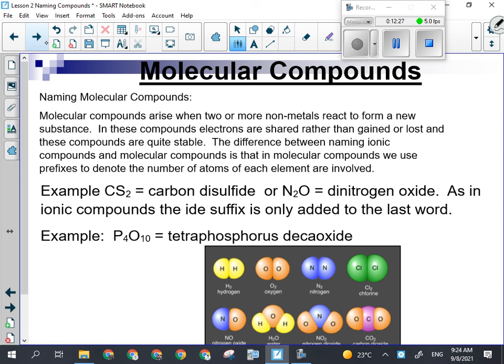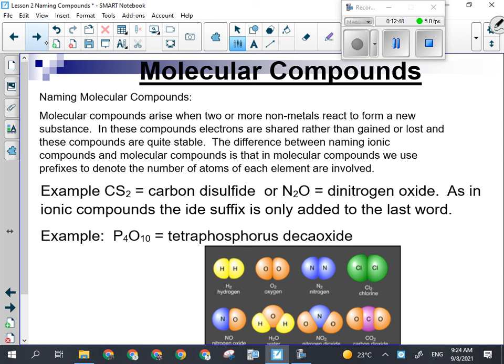So when we're naming them, we have to use prefixes. There's more than one way for things to go together, so we have to indicate. In this particular combination of hydrogen and oxygen, there are this many hydrogen, and there are this many oxygen. Or in this particular combination of phosphorus and oxygen, there's this many phosphorus and this many oxygen by using prefixes.